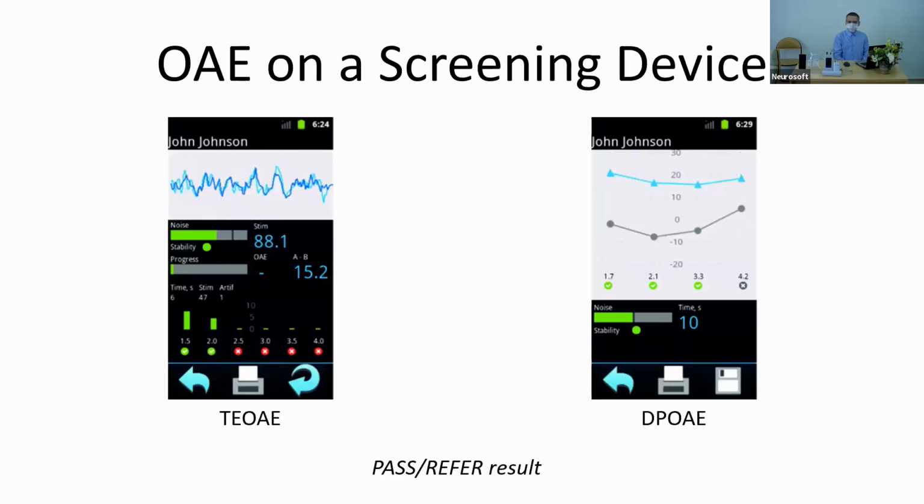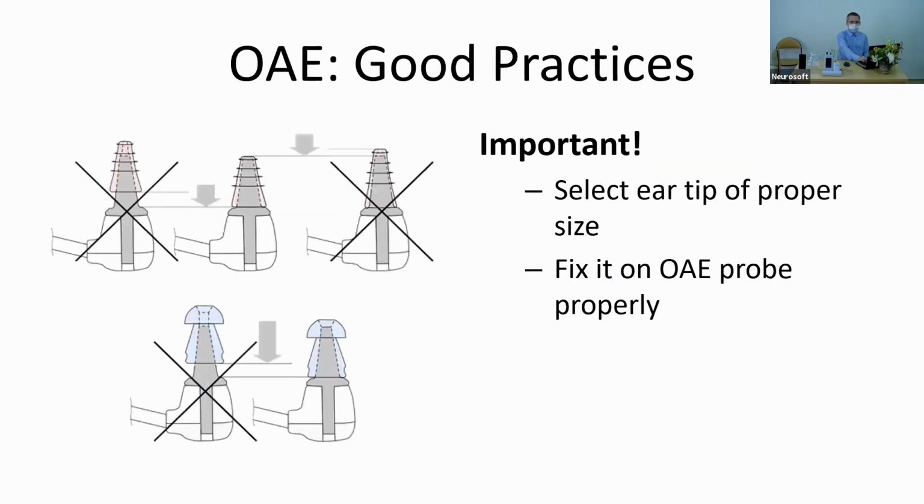OAE on the screening device looks like this. TEOAE on the left, DPOAE on the right. This is the screenshot from our devices during the recording, but in the end, there will be a response: pass or refer. And also it's important during the test to select the ear tip of proper size to seal the ear canal completely, and to fix it on the OAE probe properly, so there is no gap. Maya will show it soon.